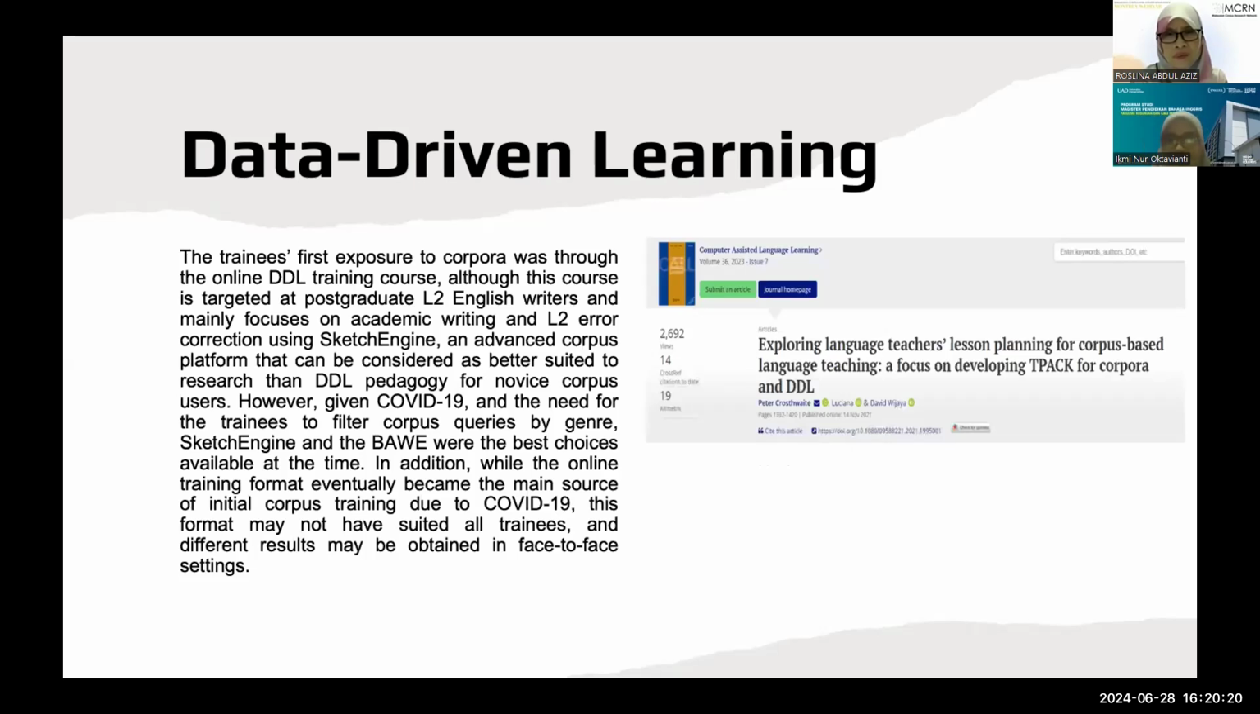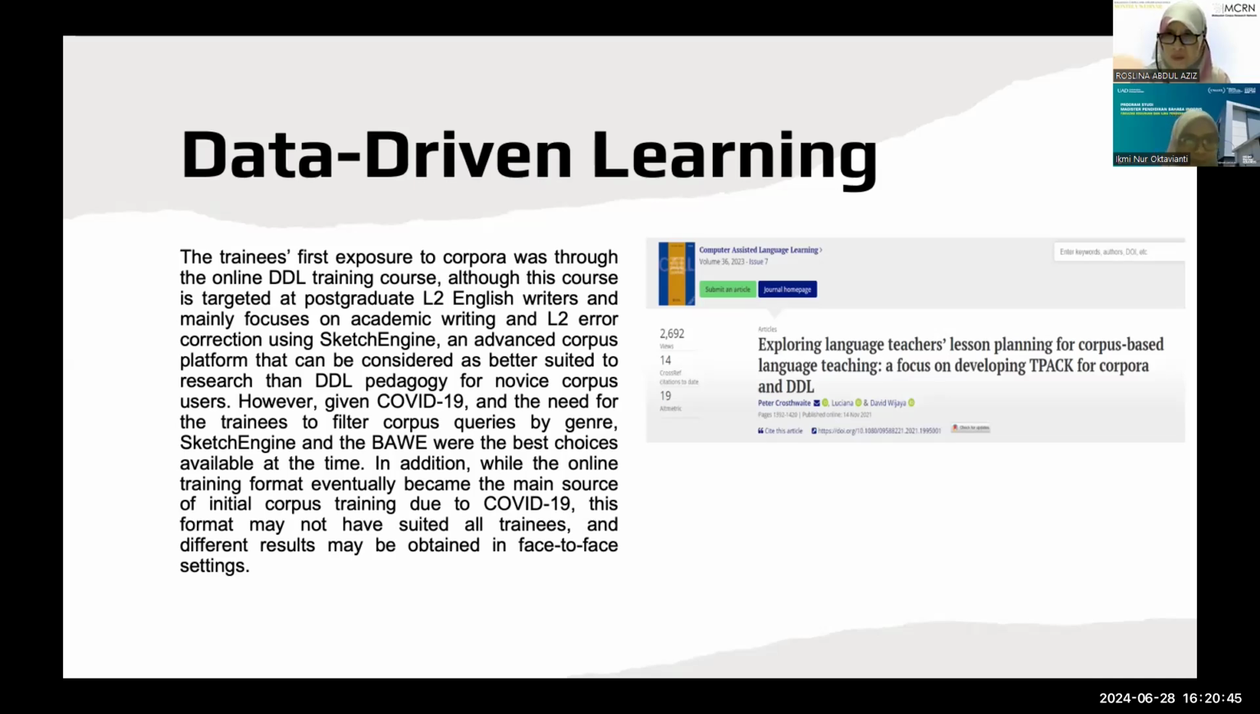And one more research done by Crosswaith et al. in 2021 again. This one is still about pre-service teachers' contexts. The study showed that the trainees' first exposure to corpora was through an online DDL training course. So it was online.